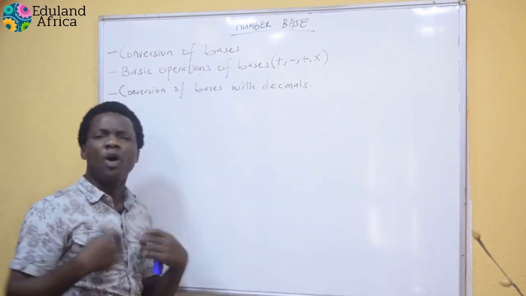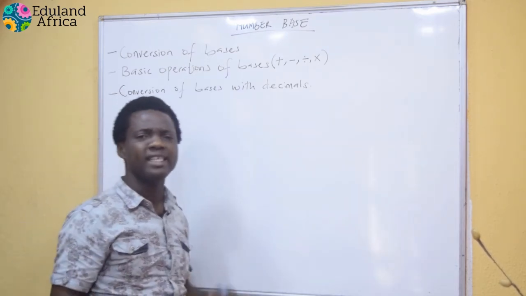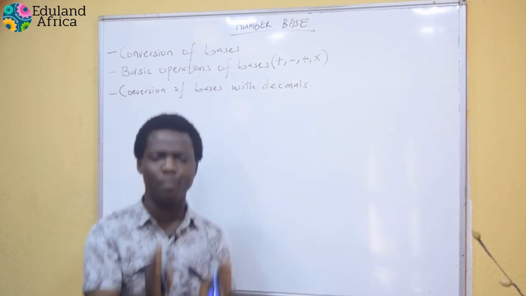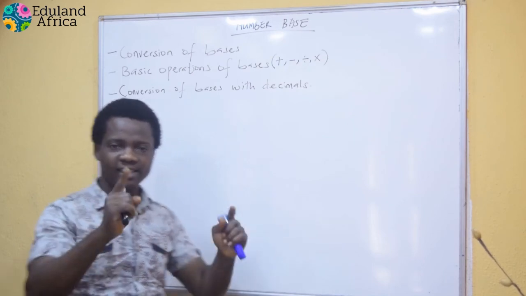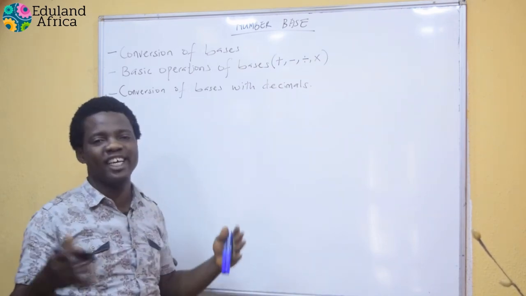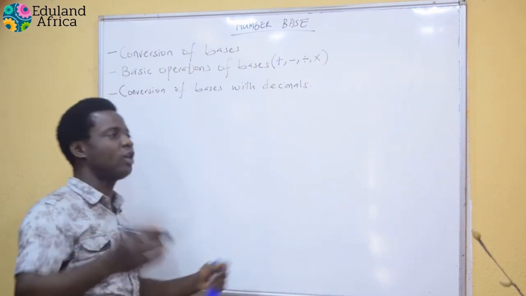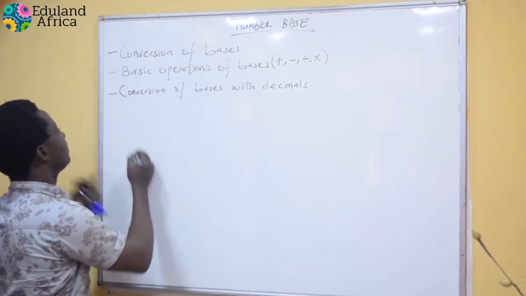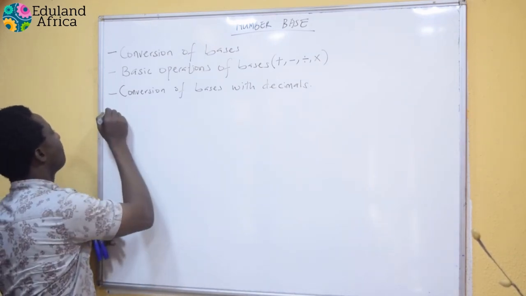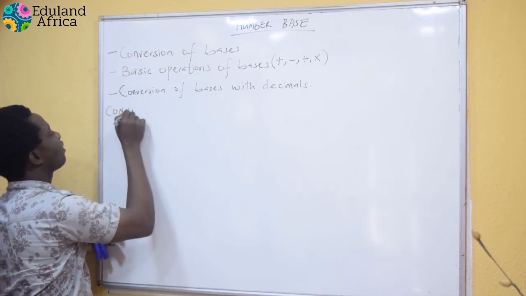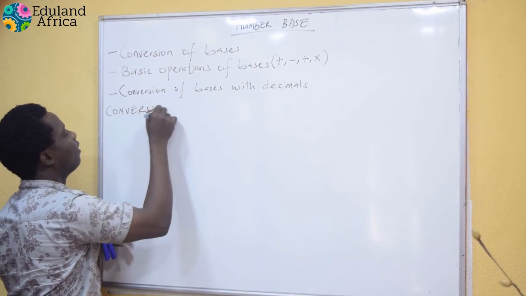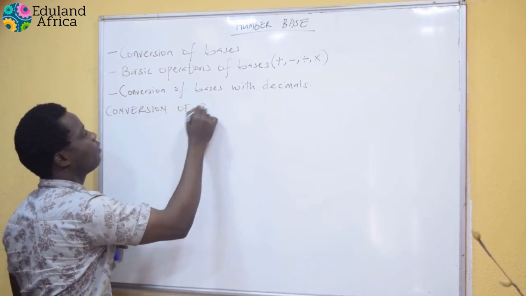Conversion of bases. What are we trying to say, conversion of bases? It's just simply the same number, writing it in different forms. It's the same number, but we're writing it in different forms. What do I mean? You may be given an example. Now, we want to consider conversion of bases.